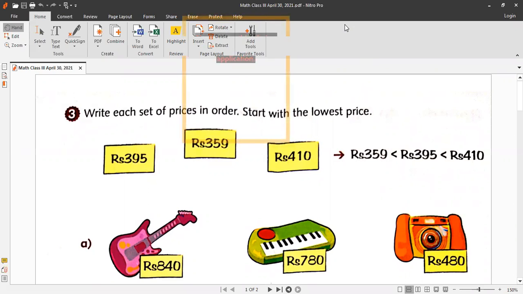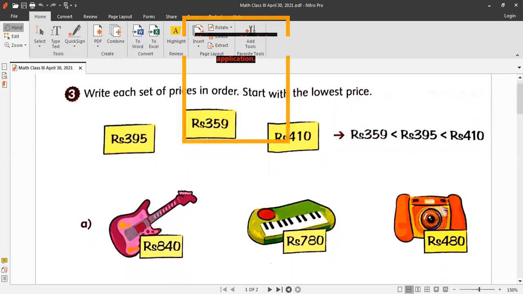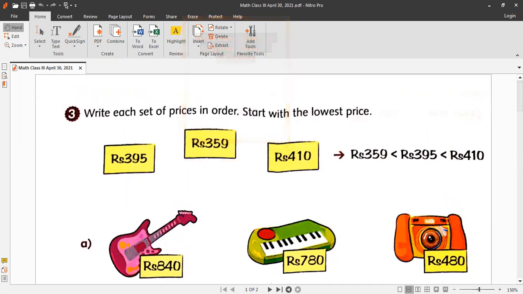Today we are having a class of maths, Maths Macmillan 3A. We start our unit number 1, that is large numbers, and we are on page number 7. Please open page number 7 in your notes. On page number 7, there is question number 3.